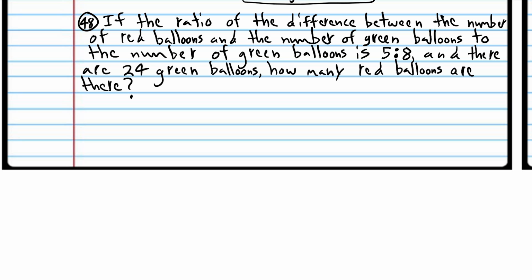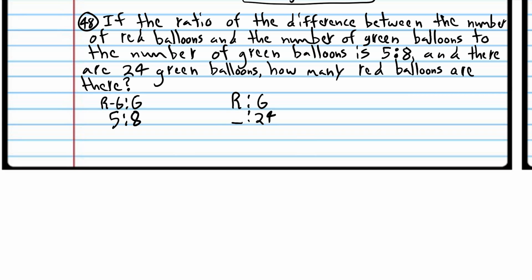If the ratio of the difference between the number of red balloons and the number of green balloons to the number of green balloons is 5 to 8, and there are 24 green balloons, how many red balloons are there? So let's write this ratio, and that's the ratio of the difference between the number of red balloons and the number of green balloons to the number of green balloons. Let me move this over, put that question mark up there. So that's the ratio that they gave us. And they want to know if there are 24 green balloons, how many red balloons are there?